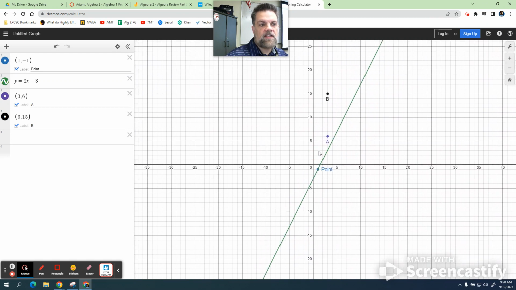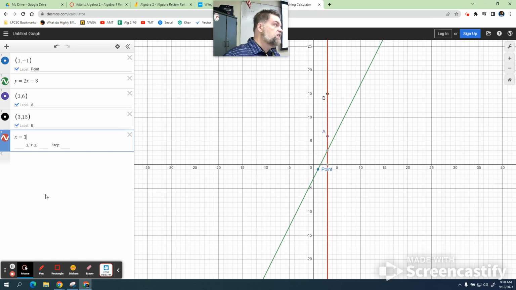That's a vertical line, isn't it? I don't know if you guys remember this or not, but that is x equals 3. That's not a function. It's a mathematical representation for sure, but it's not a function. But those two points pass through that one.